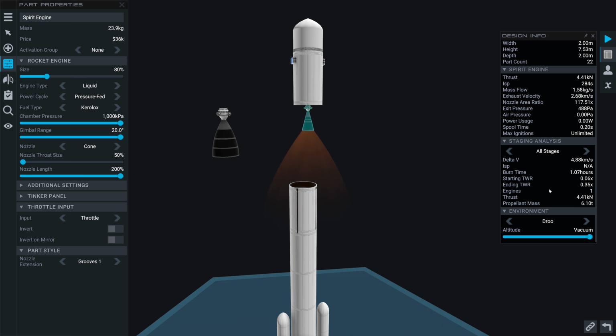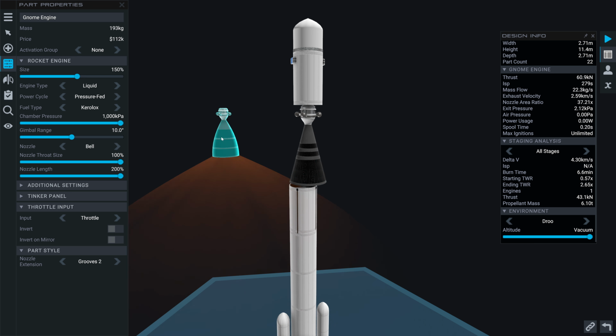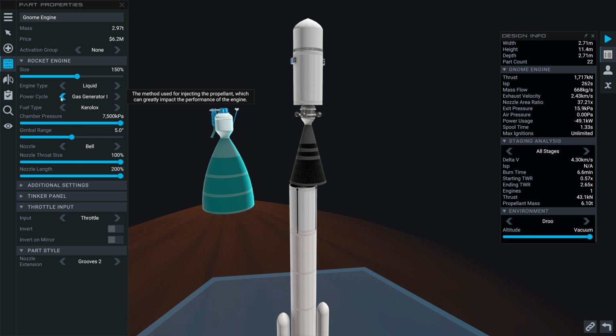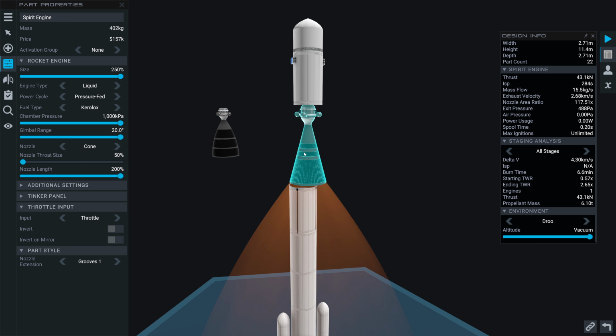Okay, so our thrust to weight here is quite low. Noted. But look how cheap this is. 157k. I mean, that's a little more expensive than what we've got here, but the gas generator type is the type that's so much more expensive. So pressure fed is a lot cheaper. That's really good to know. So this is currently a slightly higher specific impulse.